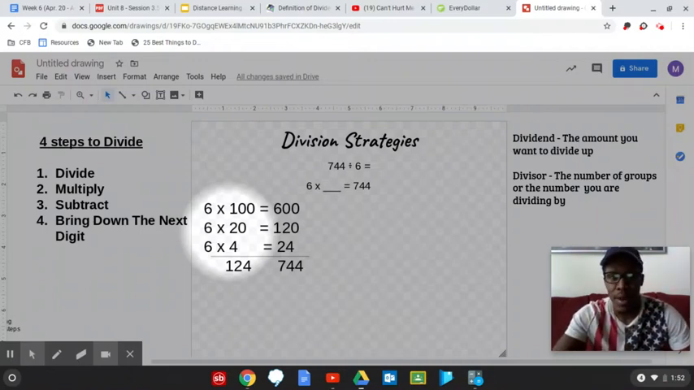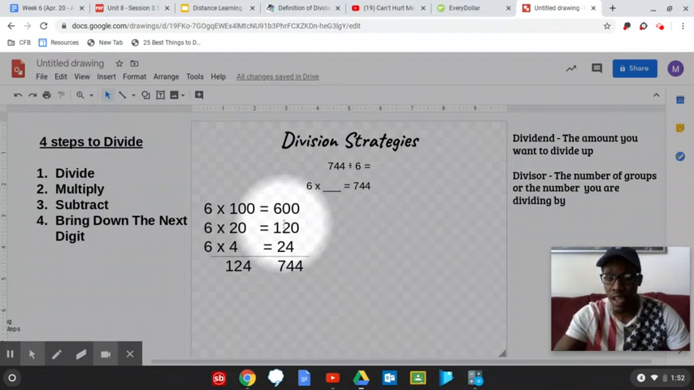For my second step, I chose to do 6 times 20. 20 is also a friendly number. I can do it in my head, and it gets me just a little bit closer to my dividend. 600 plus 120, it equals 720. So I'm only 24 away from my dividend.